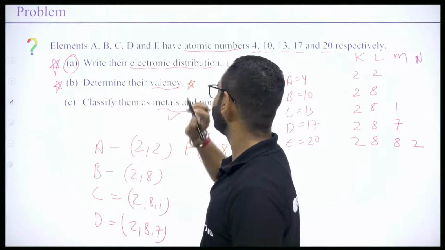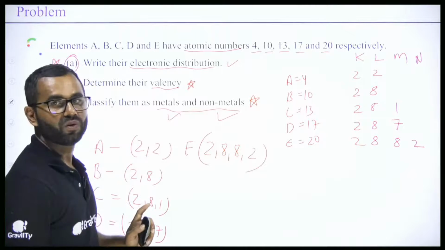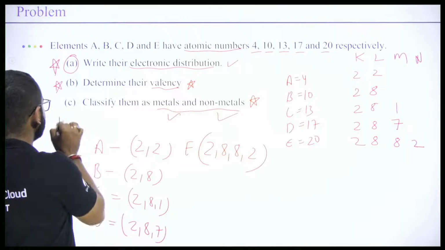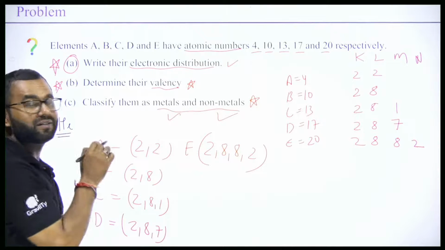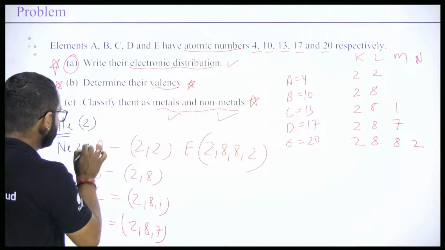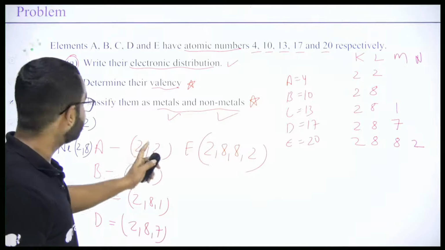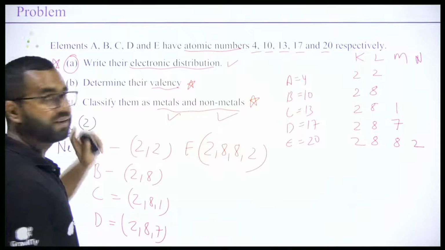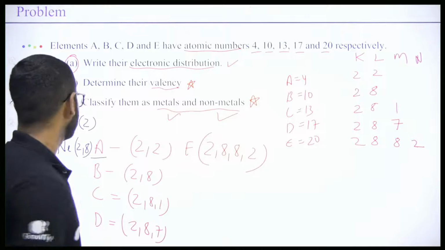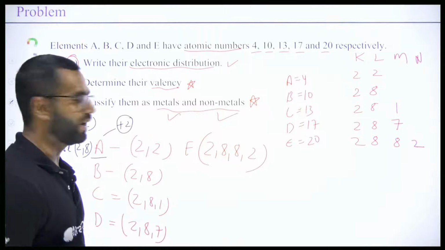Now you can answer the valency. Determine their valency. So what is the valency of A? A is 2. So A can easily lose 2 electrons, right? Because helium is another inert gas, has 2 electrons in it, and neon has 2, 8. So it's difficult to gain 6 electrons to become 2, 8, and easy to lose 2 electrons to become like helium. So A will lose 2 electrons. So valency of A is plus 2, right? Because A can lose 2 electrons.